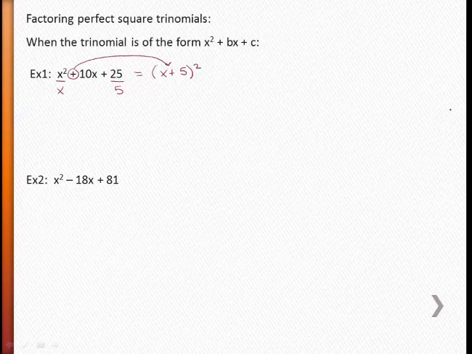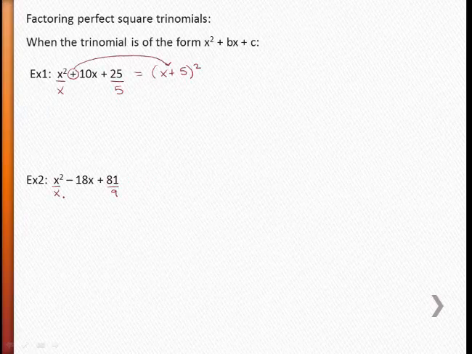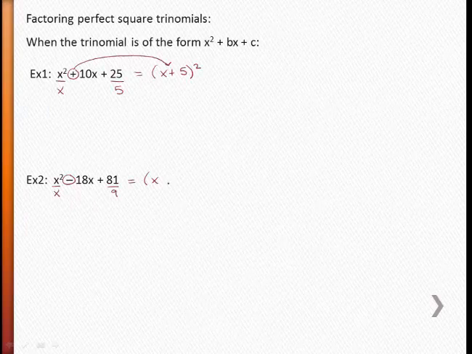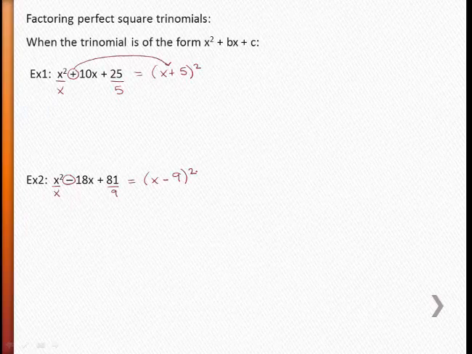So let's try another one. The square root of x squared is x. The square root of 81 is 9. And I'm just going to double check. 2 times x times 9 is 18x. So I get x minus 9 squared.